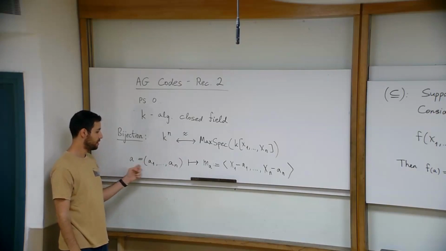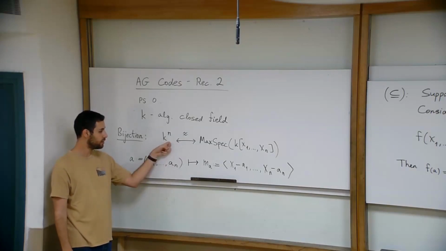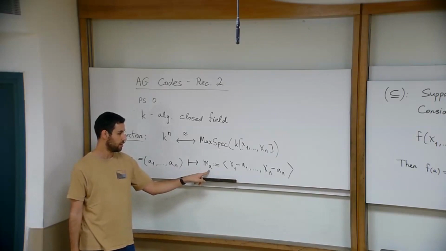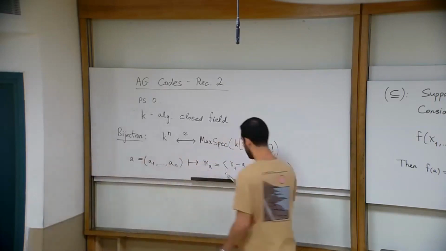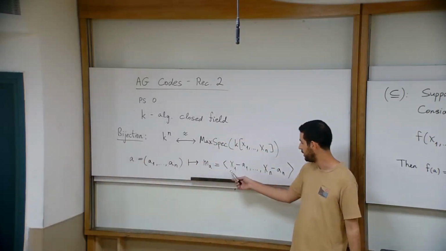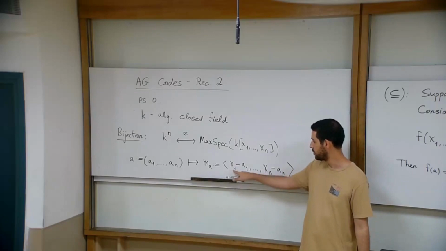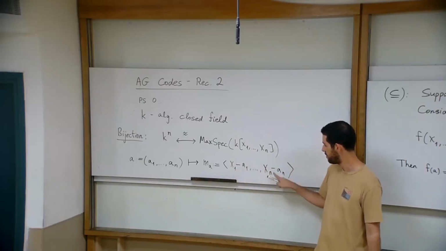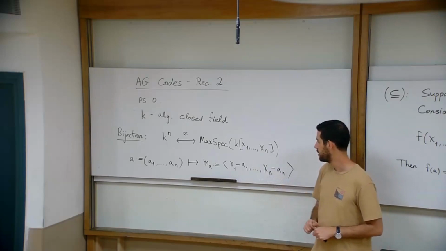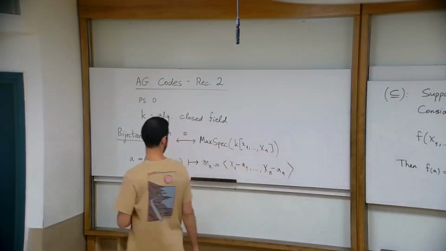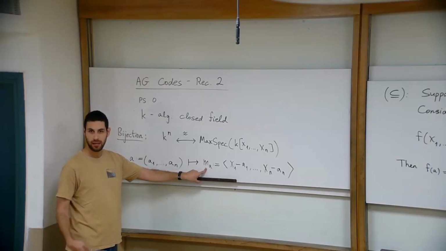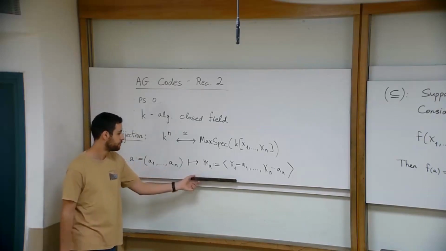Given a point (a1, ..., an) in K to the n, we simply map it to the ideal M_A, which is the ideal that is generated by the n linear polynomials x1 minus a1, x2 minus a2, ..., xn minus an. So why is M_A a maximal ideal at all?